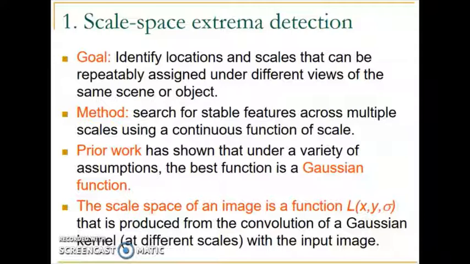So the procedure for the calculation of scale space extrema is as follows. We already know the goal, so we have to identify the locations and scales that can be repeatedly assigned under different views. The method is that we need to search for stable features across multiple scales, and previous work has been done using the Gaussian function. Basically, the scale space of an image is a function that is produced from the convolution of a Gaussian kernel at different scales with the input image, as we have already discussed with the scale space pyramid.